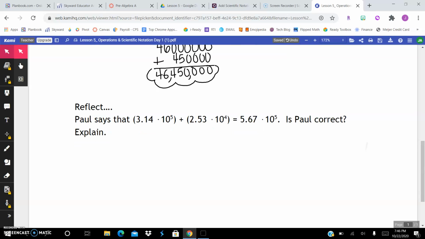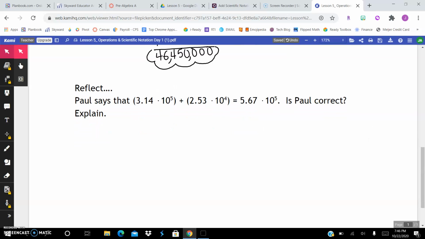So now we're going to look at a problem where we're going to keep it in scientific notation when we add. So this one says that Paul says that 3.14 times 10 to the 5th plus 2.53 times 10 to the 4th is equal to 5.67 times 10 to the 5th. Is he correct? And explain.